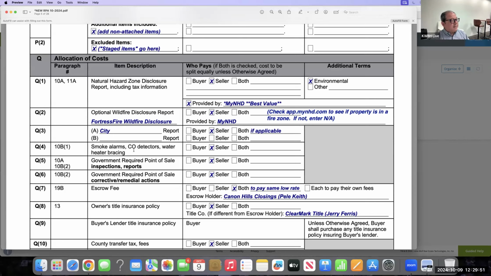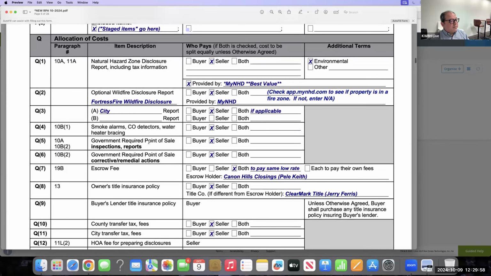Now, all of California has smoke alarms, carbon monoxide detectors, and water heater bracing. We're gonna ask the seller to pay for that. Government required point of sale inspections and reports, we're gonna ask the seller to pay for that. Government required point of sale corrective remedial actions, we're gonna ask the seller to pay for that. What are these extra things? Well, all of California has smoke alarm, carbon monoxide detector, water heater bracing. That's all of California. But what about certain cities that have low flow toilet ordinances or emergency earthquake gas shutoff valves? This is gonna cover those other city items.